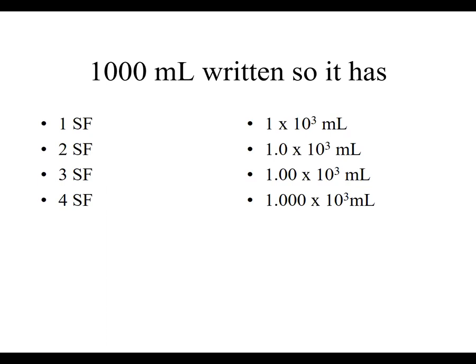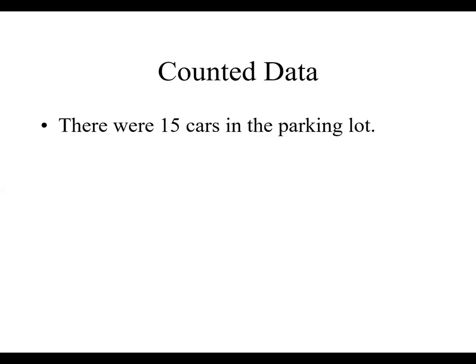But not all numbers come from measurements, which have uncertainties. Of course, physical measurements always have uncertainties. But sometimes we count discrete objects, that is, objects that only come in whole numbers. And numbers like that are considered to be exact. So let's say that somebody makes the statement, there were 15 cars in the parking lot. And somebody asks you, how many significant figures are there in that number?